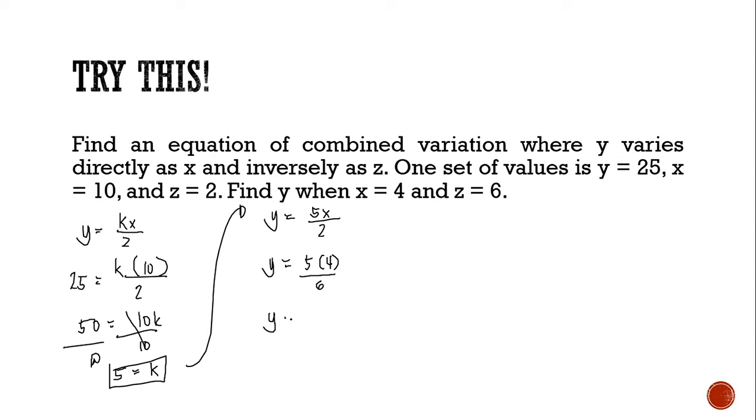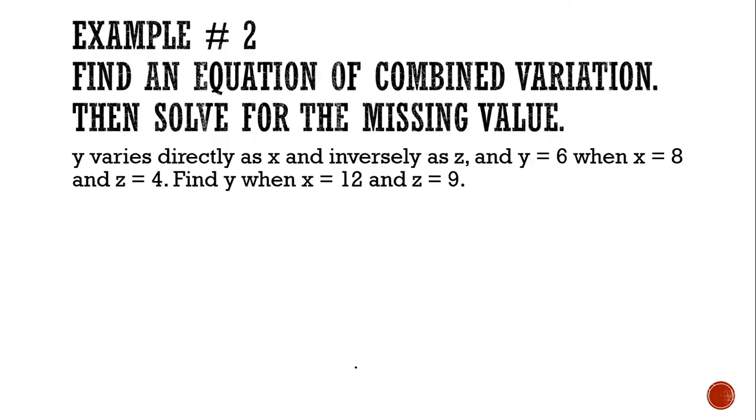So that would be y is equal to 20 over 6, or y is equal to 3.333 and so on. Since that is a repeating decimal, you may put a bar line on top of the number which is repeating. Alright, so let's proceed with example number 2. With example number 2, we have to find the equation of combined variation, then solve for the missing value.